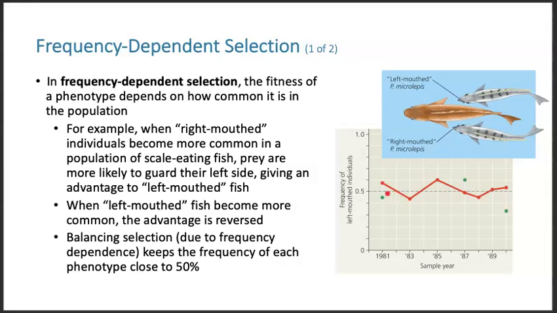So we see this fluctuation between right side mouth and left side mouth frequency over time. And so this is balancing selection, right? It's balancing because of frequency dependence. If you're more frequent in the population, you're more likely to be detected as a predator. And if you're less frequent, you're less likely to be detected. And so what happens is it keeps the phenotypic ratio about 50% over time.